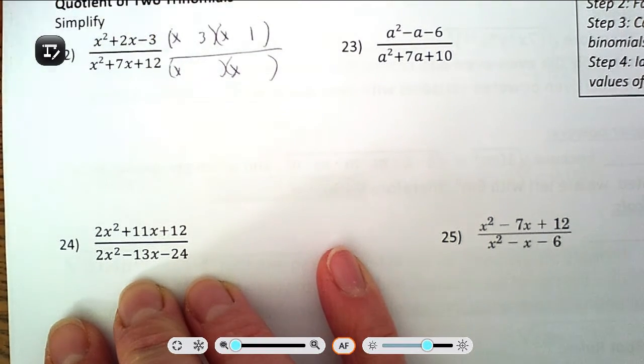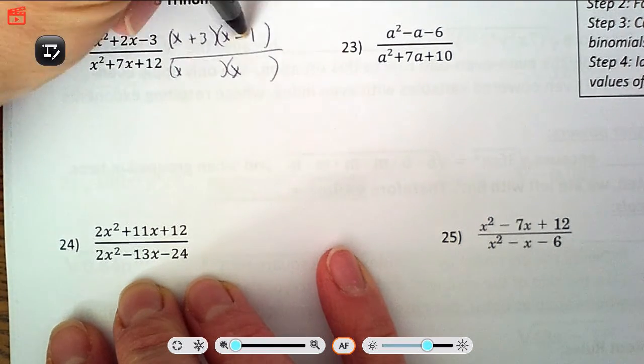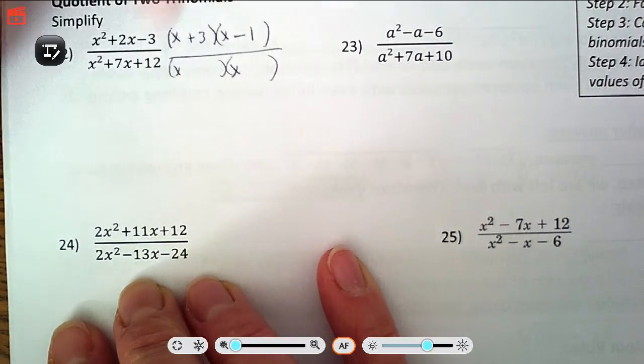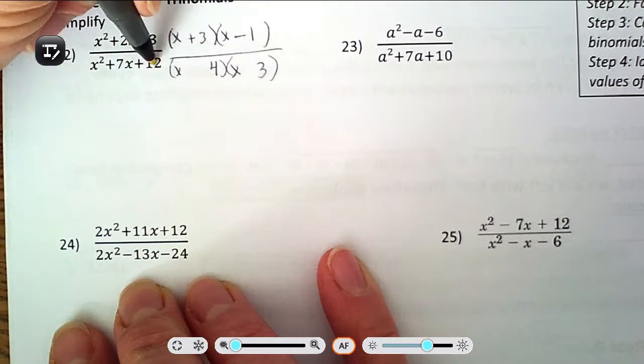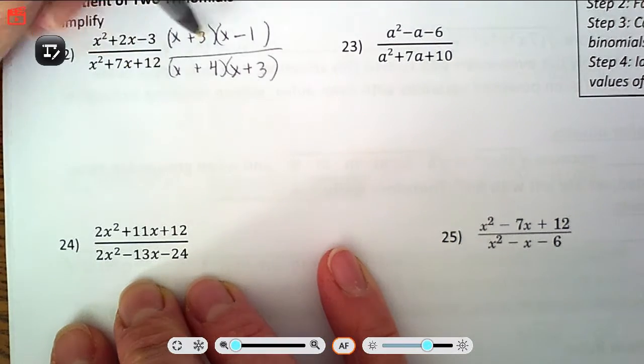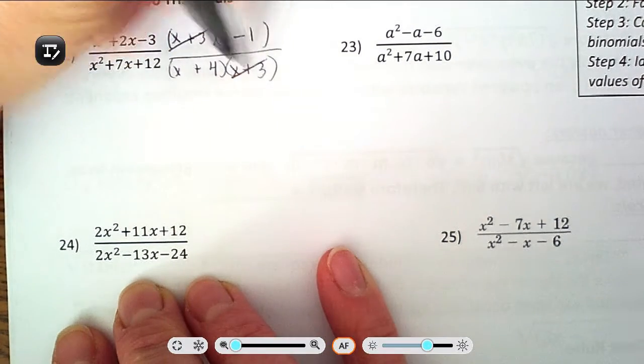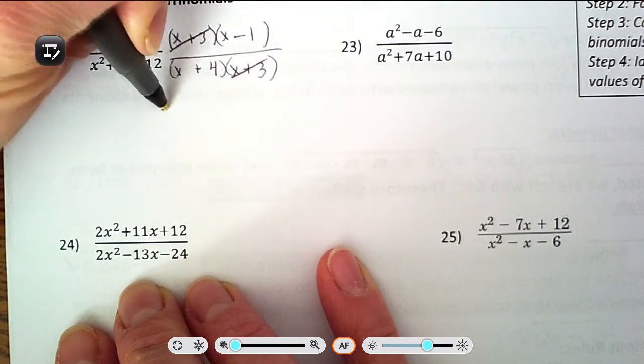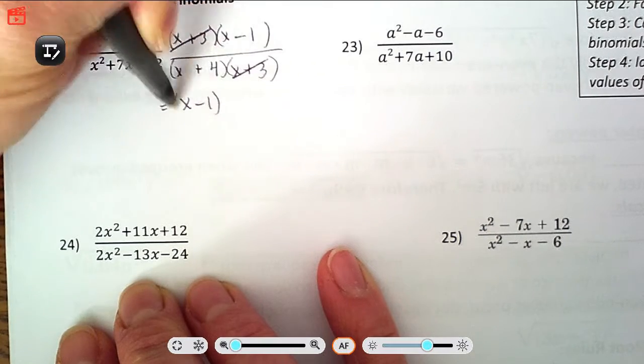3 and 1 can multiply to 3. Positive 3, minus 1 can add to 2. 4 and 3 can multiply to 12. Positive 4, positive 3 can add to 7. Then we cancel the like factor bubbles and we write down what's left.